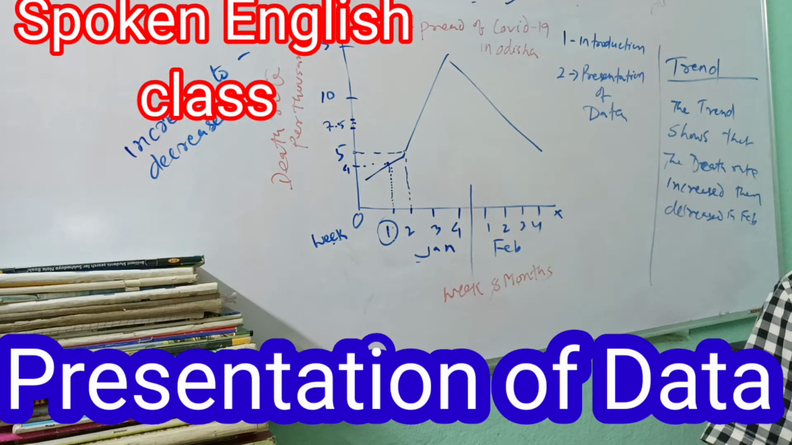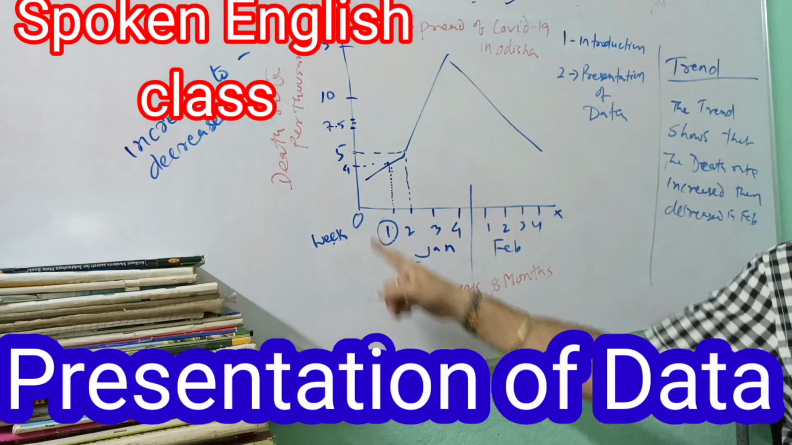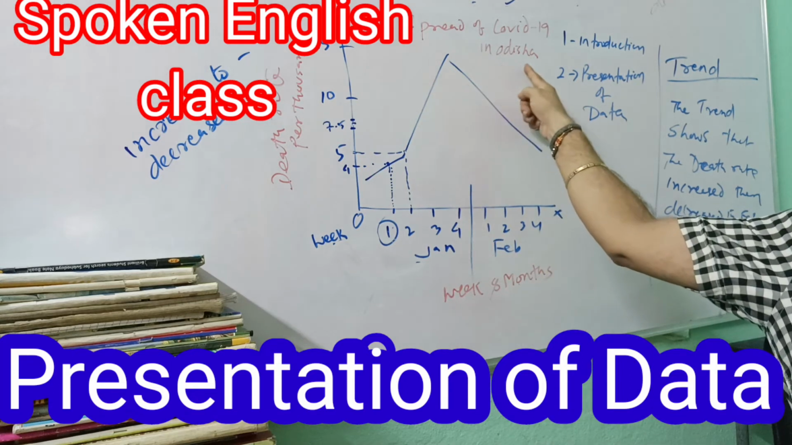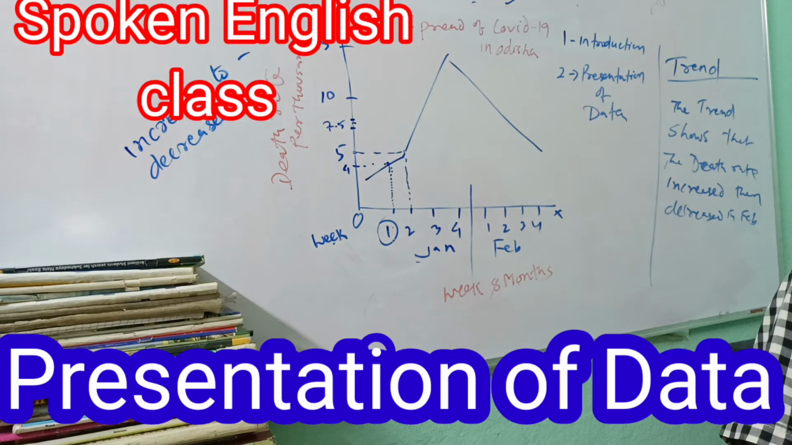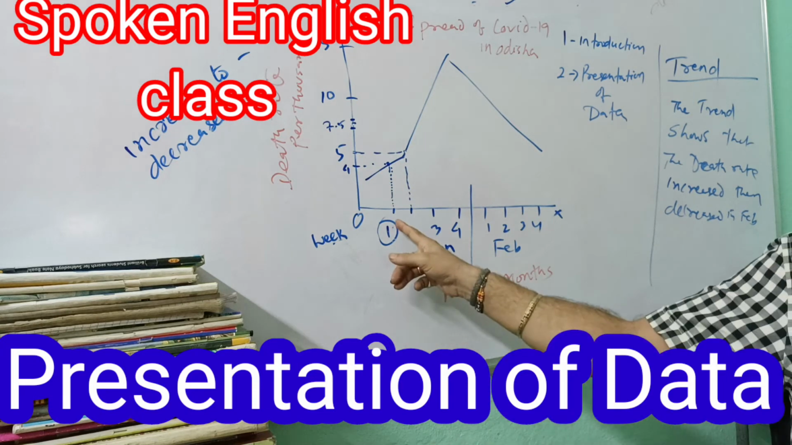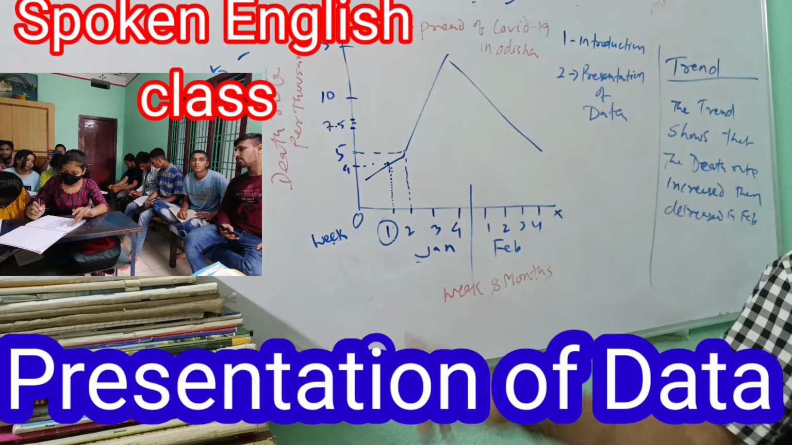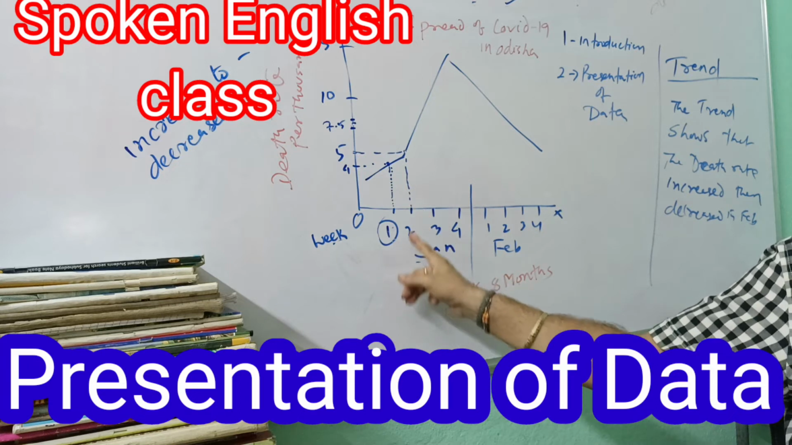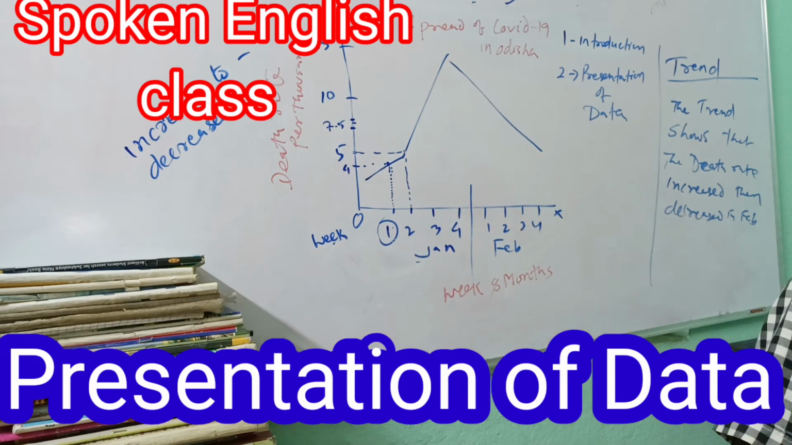Look at the graph. The OX axis shows weeks and months. The OY axis shows death rate per month per thousand. Spread of COVID-19 in Odisha 2022. The number of people who died were 4,000 in the first week of January in Odisha 2022. It increased to 5,000 in the second week in Odisha 2022.